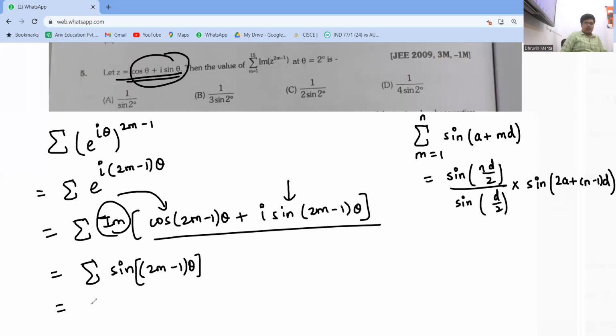When you take m as 1, this will be sin theta. You take m as 2, it will be sin 3 theta. You take m as 3, it will be sin 5 theta. ऐसा चलते जाएगा. लास्ट में m इसमें 15 है. So sin of 29 theta.